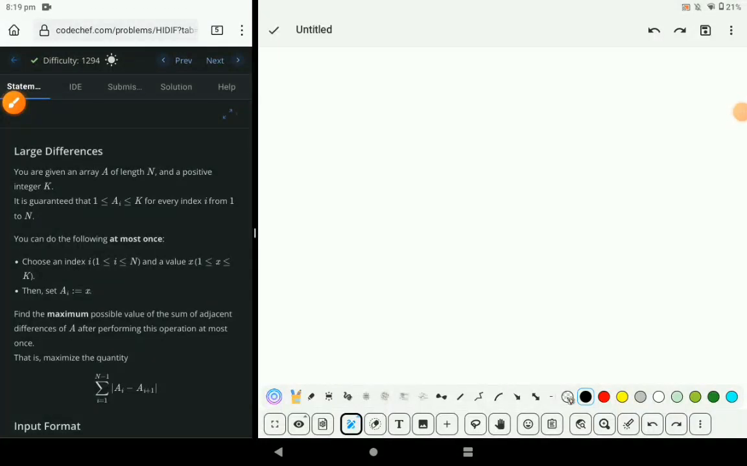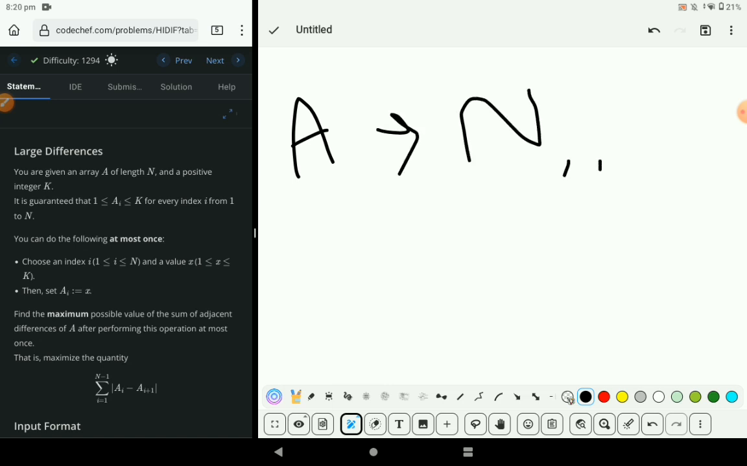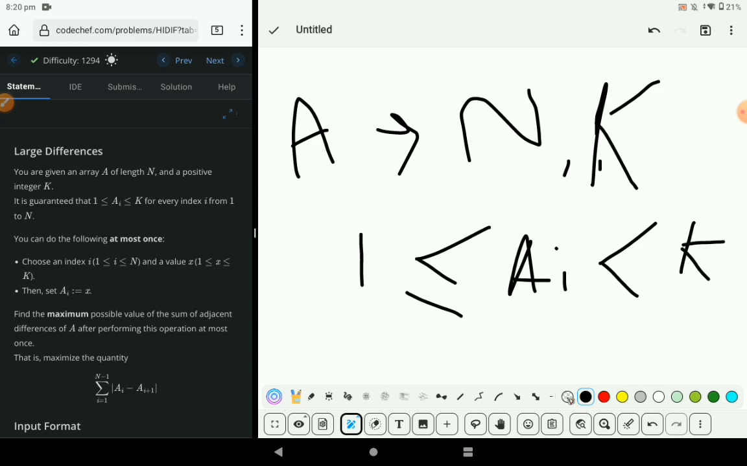Basically, our next problem statement is large differences. In this problem statement we have been given an array A of length n and a positive integer k. So these three things we have been given here. The elements of the array A will be in the range 1 to k, for every index 1 to n.